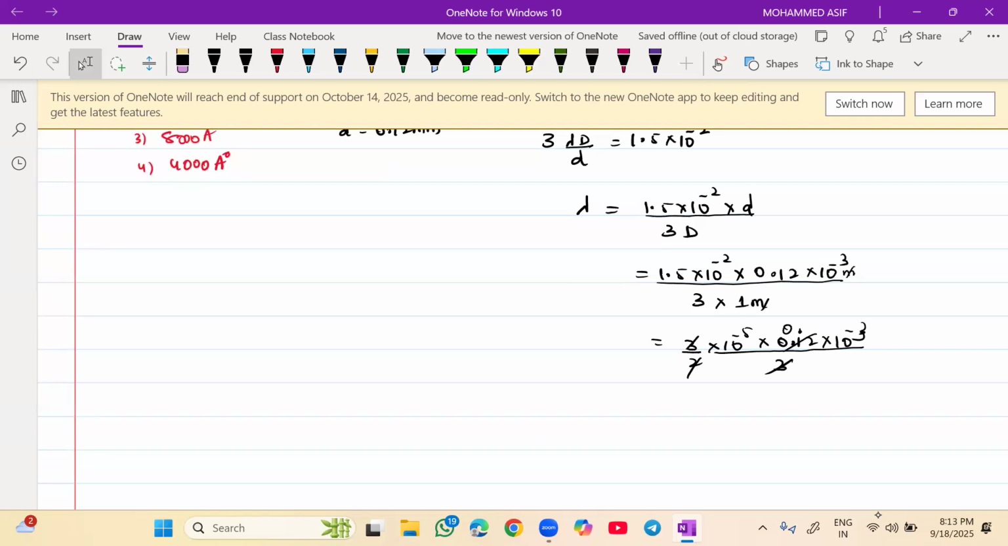1/2 is nothing but 0.5, you can also write it that way. Am I clear? So this value will be equal to 0.6 into 10⁻⁵ and this will be 10⁻³. Am I clear? Anything else? Yes, this is 10⁻⁵, it's -2, sorry. 1.5 into 10⁻² is this. So this one is 10⁻², that is, 0.6 into 10⁻² minus 3. Clear?